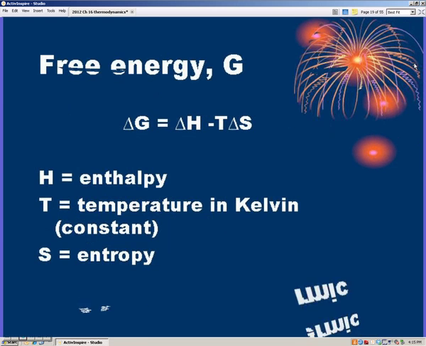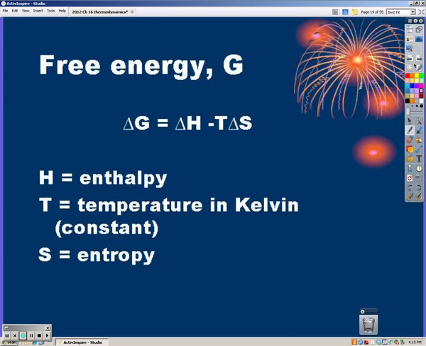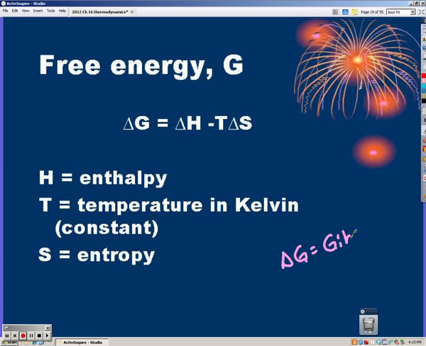Free energy is represented with G, and that's going to be Gibbs free energy. So our equation is Gibbs free energy is equal to the enthalpy minus the temperature in Kelvin times the entropy. Make sure you know this equation and you know it well. You'll see it quite often on the test.